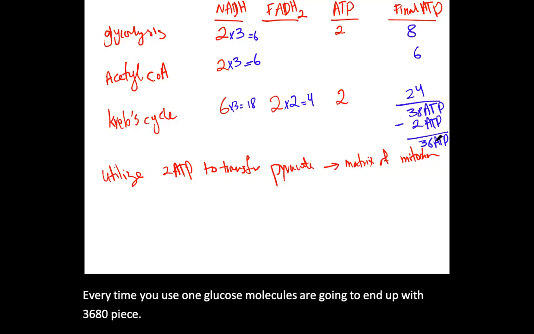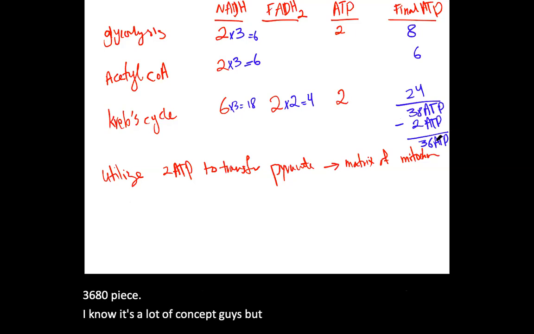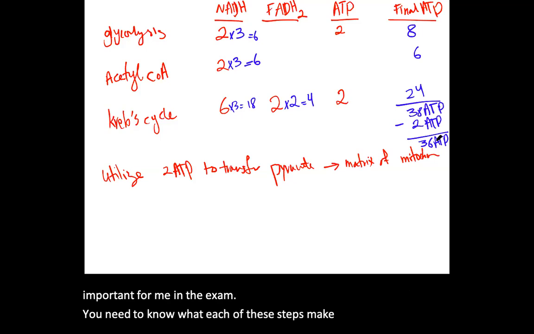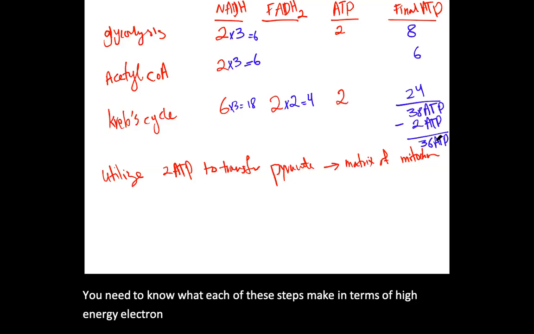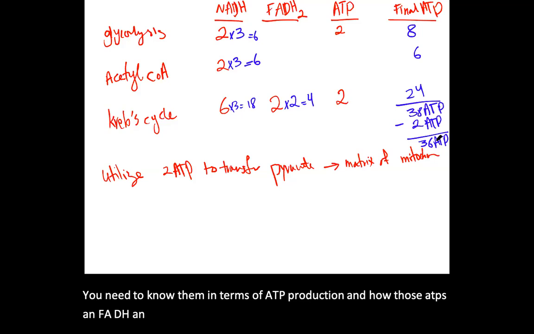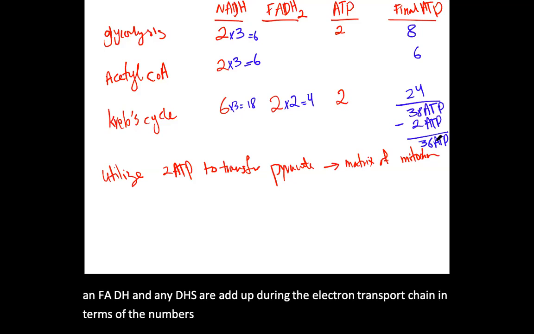I know it's a lot of concepts, guys, but you do need to review it to make sure you are comfortable with this. The numbers are important for the exam. You need to know what each of the steps makes in terms of high energy electron carriers. You need to know them in terms of ATP production and how those ATPs, FADH2, and NADHs add up during the electron transport chain in terms of the numbers of ATP they produce.